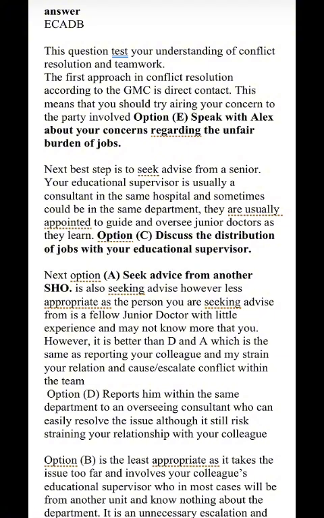The best person to resolve this issue should always be Alex and then your educational supervisor, who is an experienced consultant that can guide you on the best step to take.